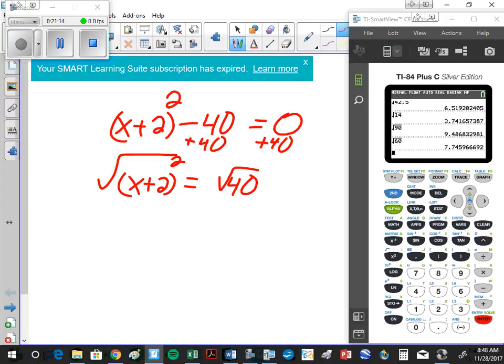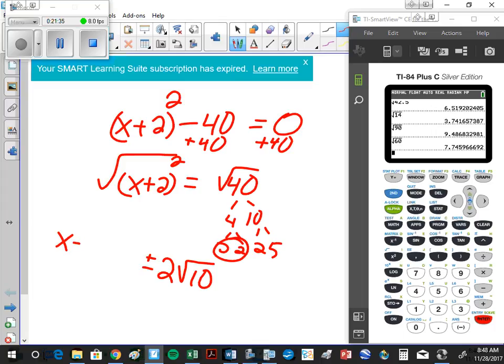Okay, so we need to factor tree 40. 4 and 10, 2 and 2, 2 and 5. Can I bring anything out? A set of 2's. So I get 2 times the square root of 10. And then that is plus or minus. So x plus 2 is equal to plus or minus 2 root 10.